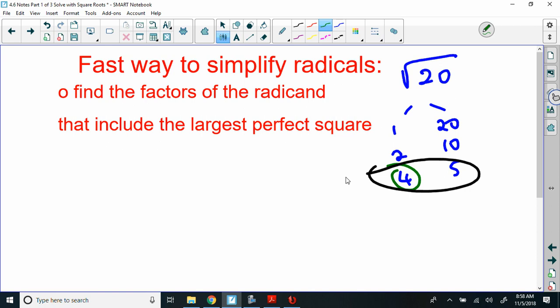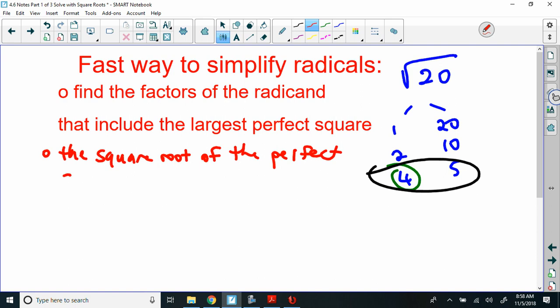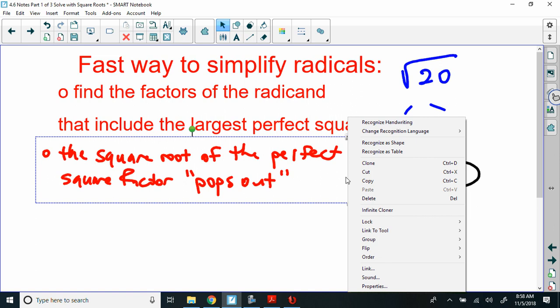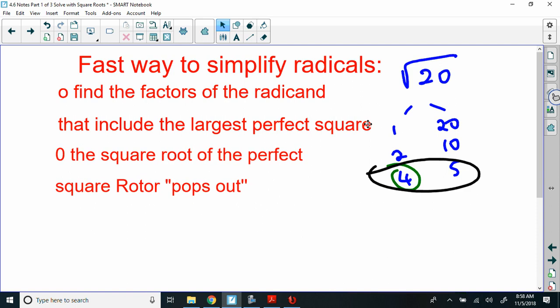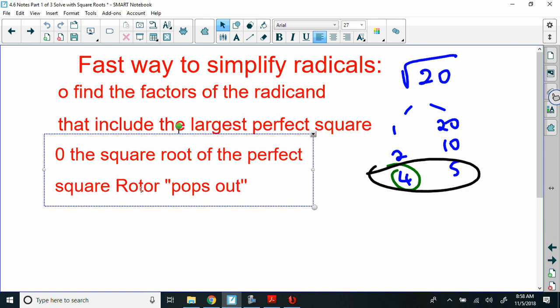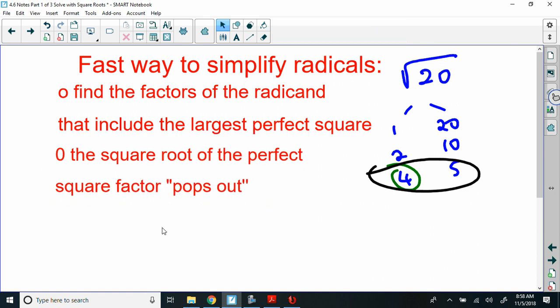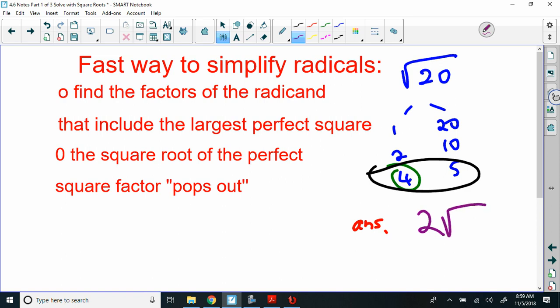And what we do then, this is the fast way to simplify radicals, is the square root of the perfect square factor pops out. I'm putting that in quotations. When I say pops out, I mean we know what the square root of the perfect square factor is. That's why we pick it. So what is the square root of 4? 2. So we're going to have a 2 that pops out, and a radical left behind.